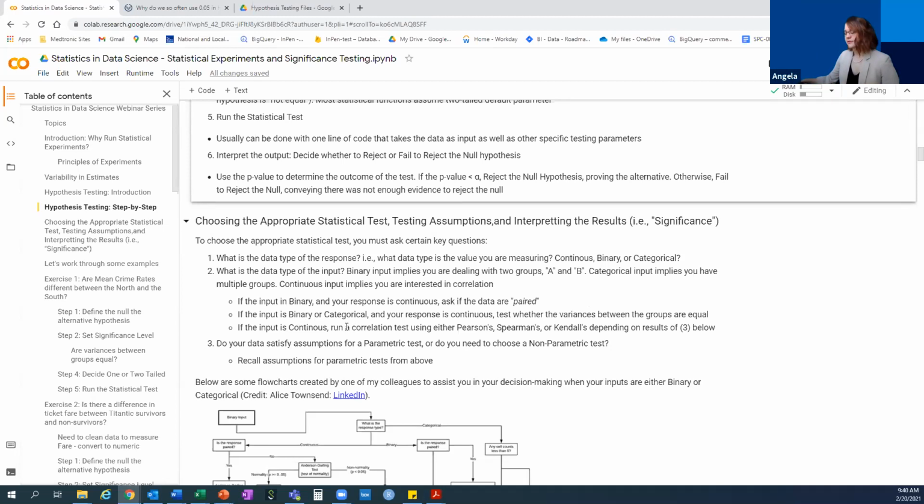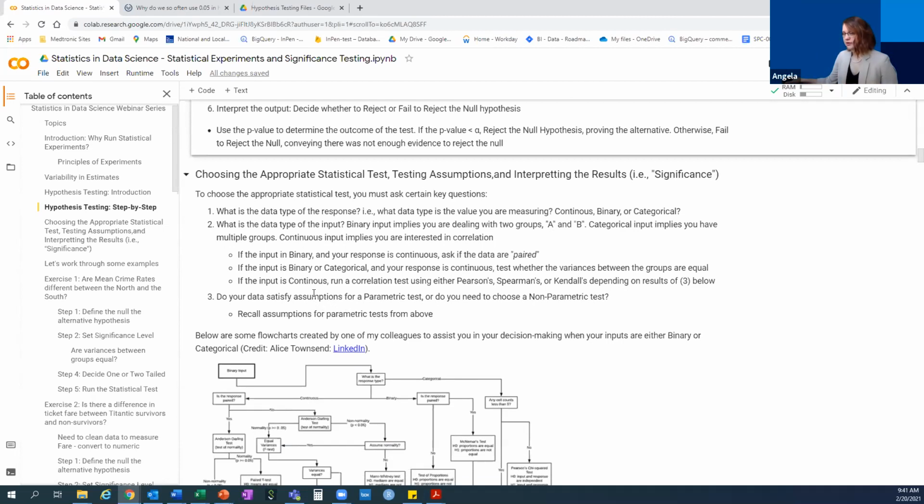You also want to ask, if it's binary or categorical, whether the variances are equal between the groups. We mentioned that briefly earlier.